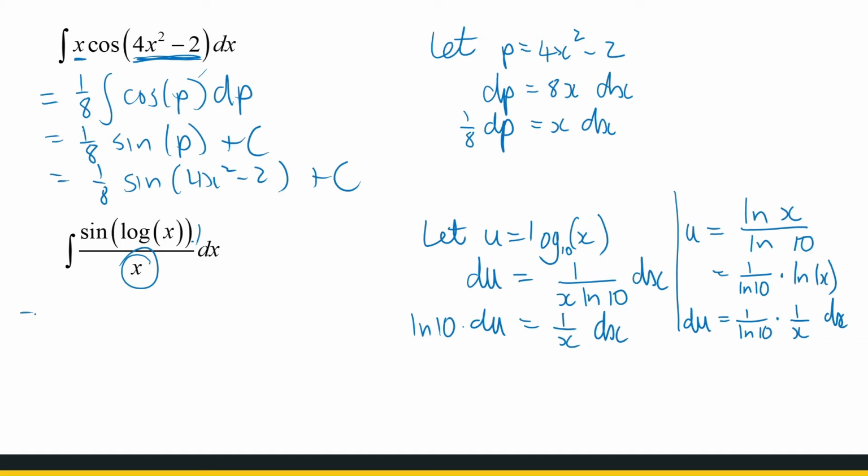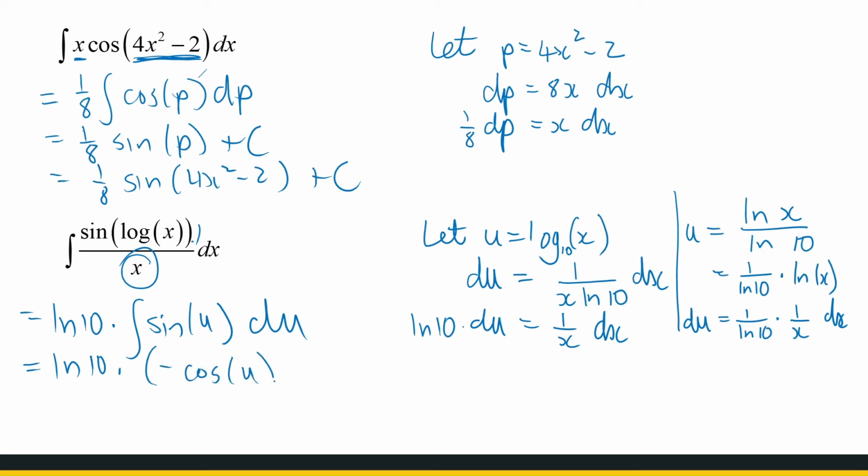So, this integral is then ln 10 times the integral of sine of u. The 1 over x dx becomes the ln 10 du. There we go. Simplified this one that looked a bit messy. So that's ln 10. What's the antiderivative of sine of u? That's minus cos of u. So I've got minus ln 10 times cos of u, which is log of x, plus c. There we go.